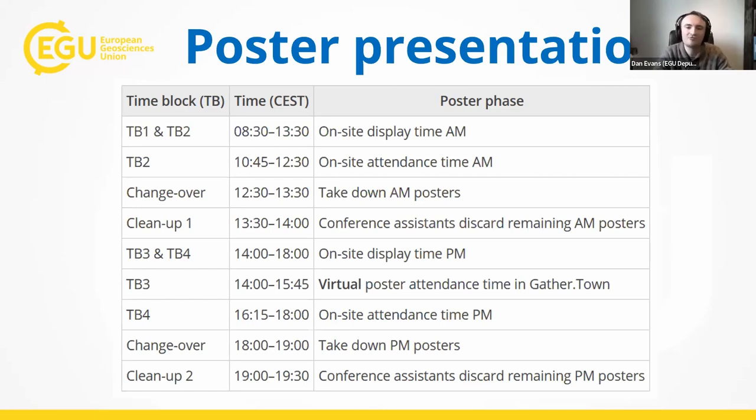So if you're in time block three or time block four for posters, you're displaying the posters between 2 and 6 in the afternoon. The virtual poster attendance, as I said before, was always going to be in time block three of any given day, and that virtual poster attendance will be between 2 and 3:45. And for time block four, we have the on-site attendance time between 4:15 and 6 o'clock. So basically at 6 o'clock, if you have a poster up for those afternoon sessions, you can take those down.